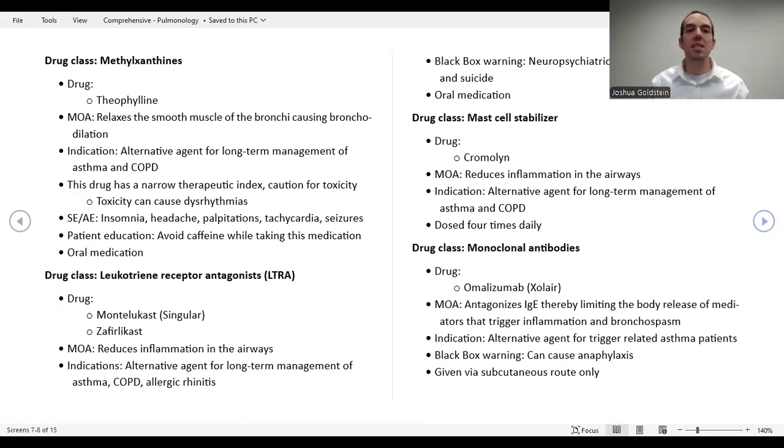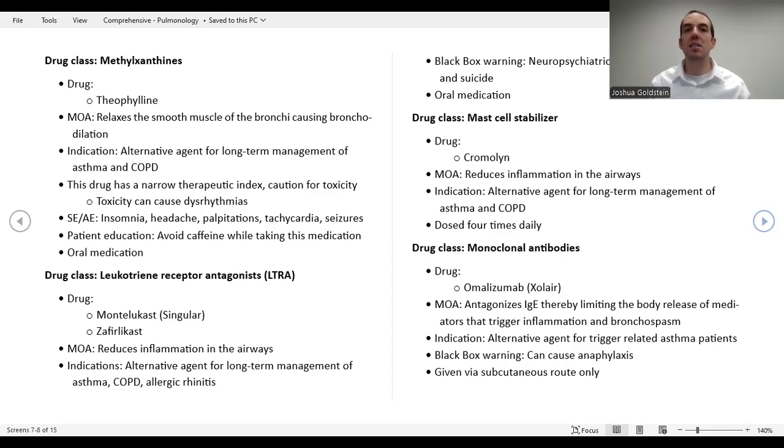The mechanism of action is that it relaxes the smooth muscle of the bronchi, causing bronchodilation. So again, this deals with that bronchoconstriction problem of asthma. What do we use this for? We use this for long-term management of asthma. This isn't one of our first-line drugs. We'll talk more in a minute about what exactly we get into.